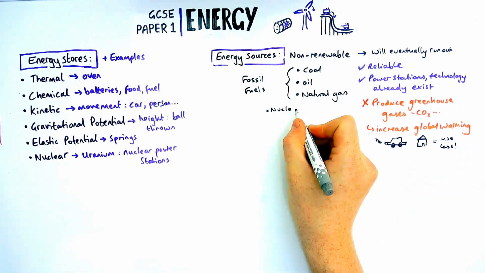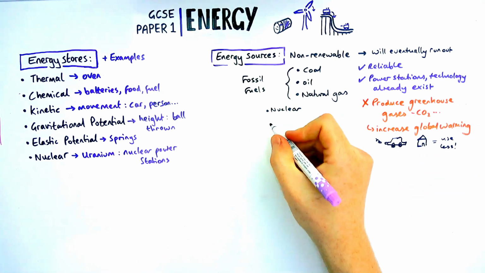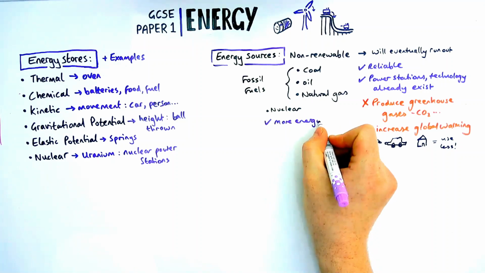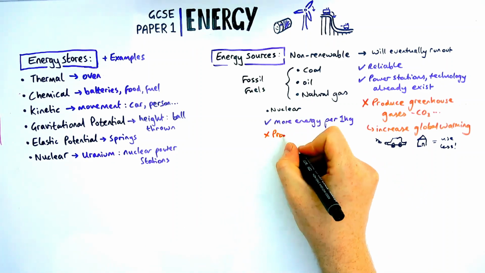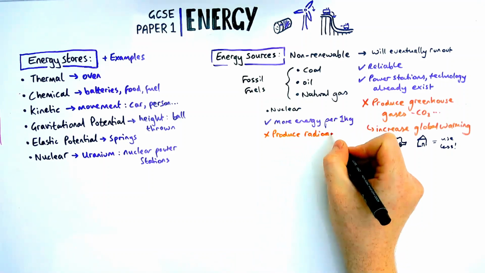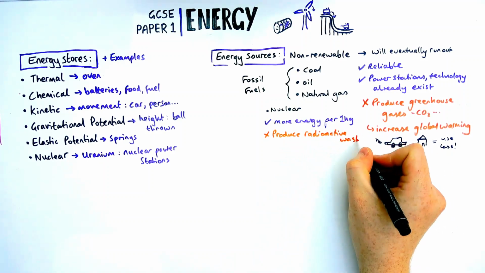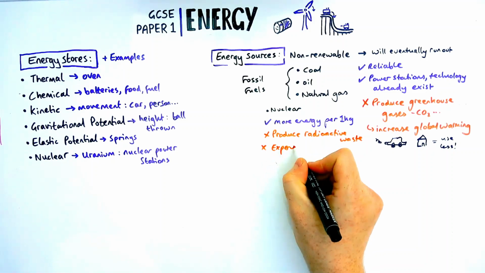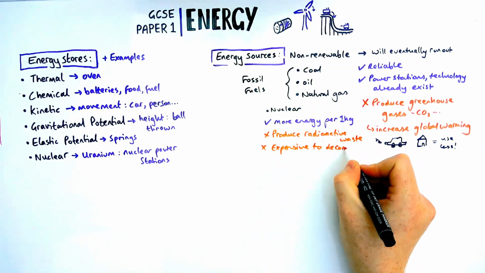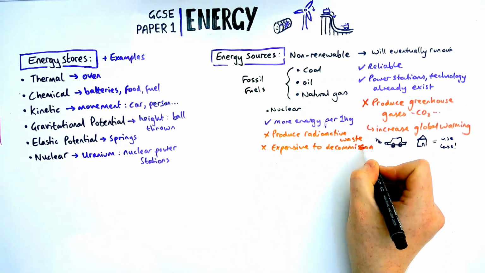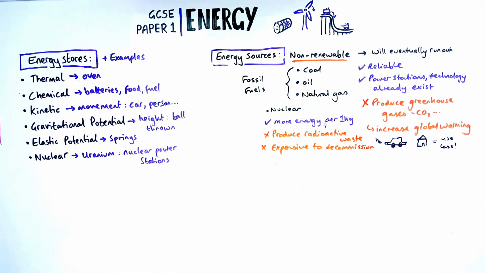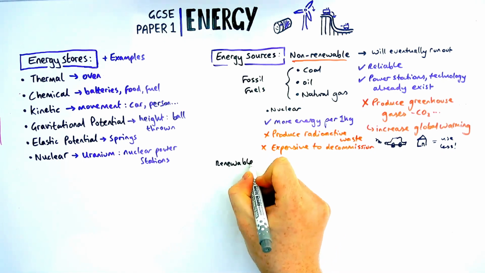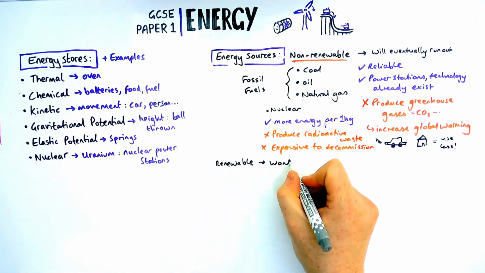Nuclear energy does not produce carbon dioxide. Its main pro point is that it is going to produce more energy per kilogram. Compared to 1 kilogram of coal, it produces about 1,000,000 times more energy. It does, however, produce radioactive waste and is therefore very expensive to decommission to get rid of all that waste. The same arguments apply with fossil fuels with cars and houses. Using less is much better for things like transport and how we heat our houses.